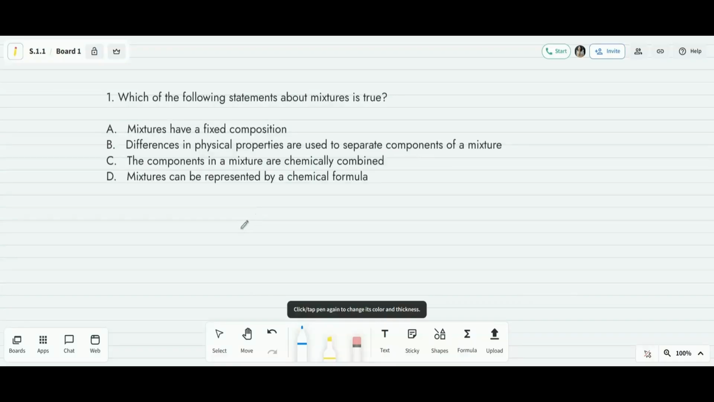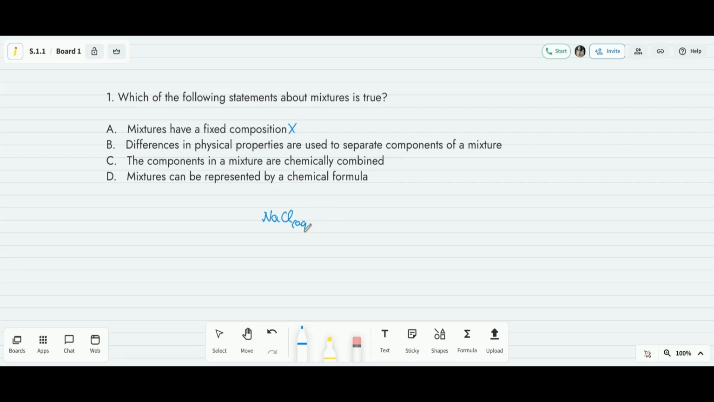Which of the following statements about mixtures is true? A. Mixtures have a fixed composition. This is not true because mixtures can be a mixture of two or more pure substances simply mixed physically, and they can be mixed in any proportion.